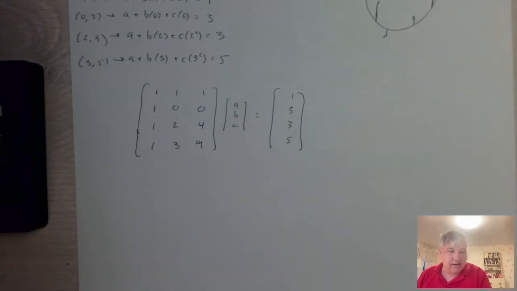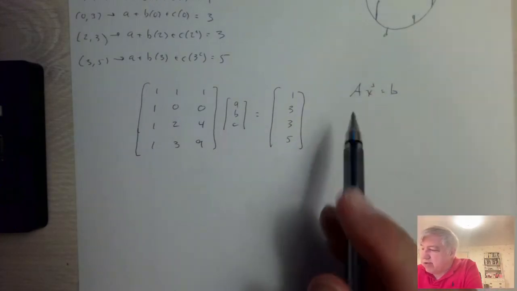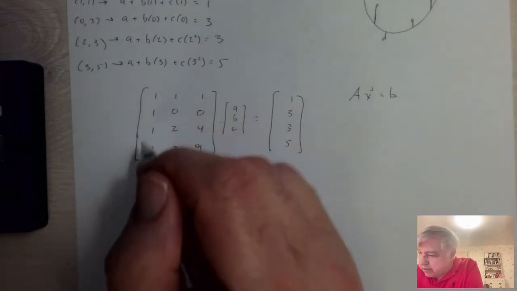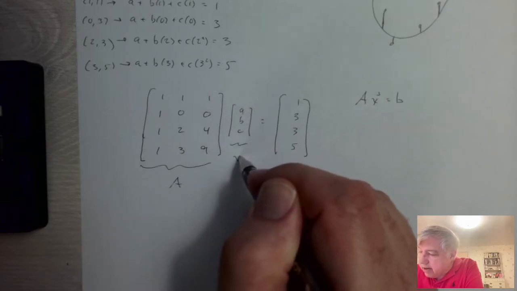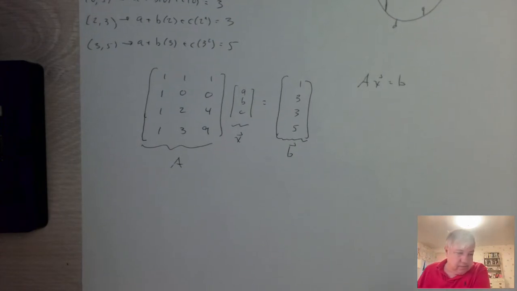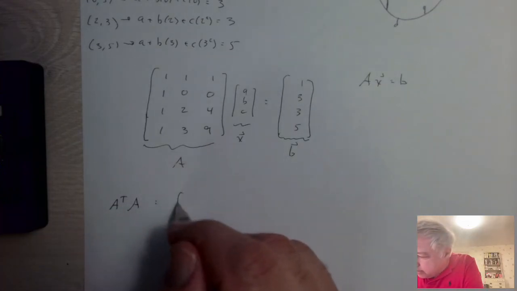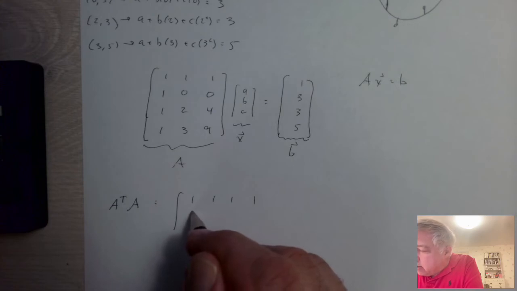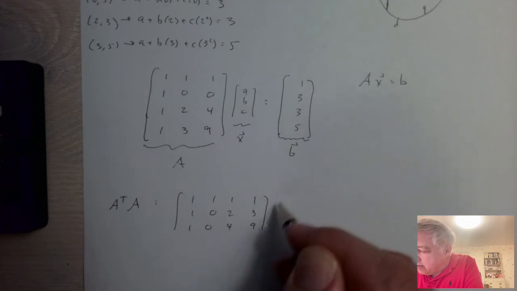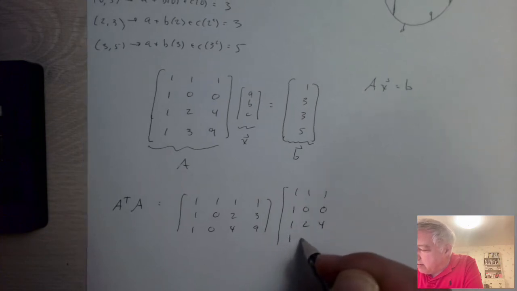All right, so that is the matrix equation AX equals B. We want to find the least squares solution, so A, B, C represents the least squares solution of this, where this is our A, this is our X, and this is our B. Once again, we compute A transpose times A. So this will be 1, 1, 1, 1, 0, 1, 0, 2, 3, 1, 0, 4, 9, times 1, 1, 1, 1, 0, 0, 1, 2, 4, 1, 3, 9.